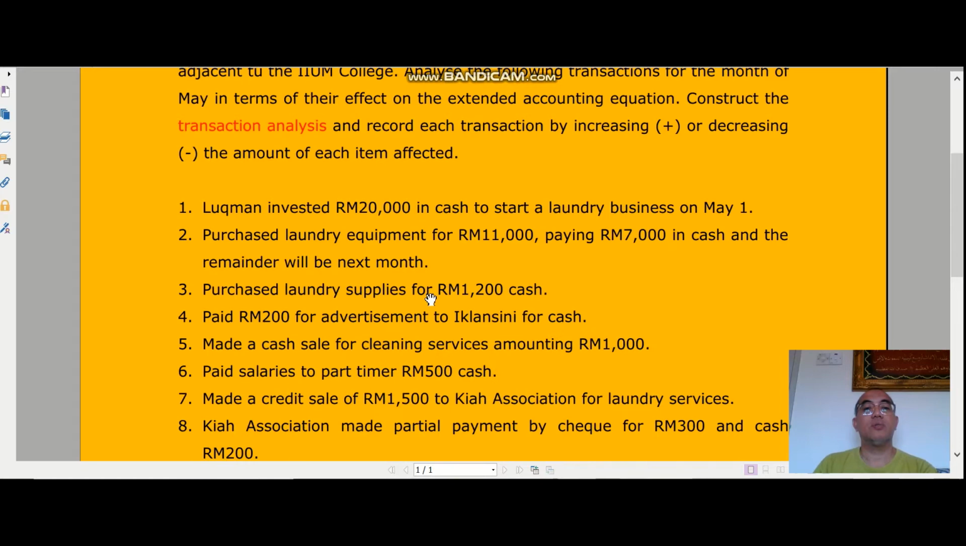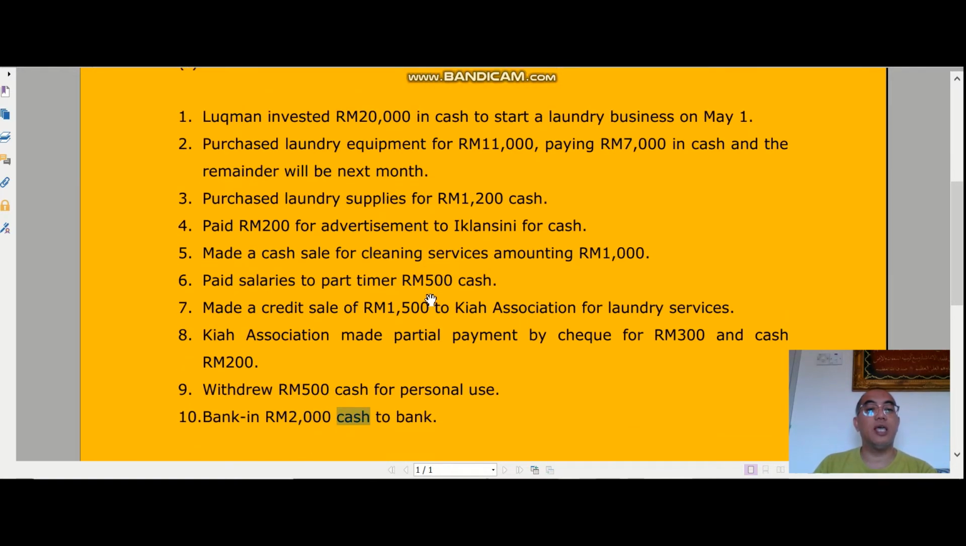Okay, so I have 10 transactions over here. Okay, so number one, Lukman invested 20,000 in cash to start a laundry business on May 1st. So we can see here the accounts involved is cash, and also, of course, he started a business. We have capital. We can see here cash increase, and also the capital also increase.